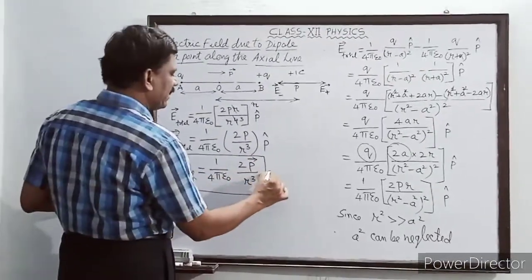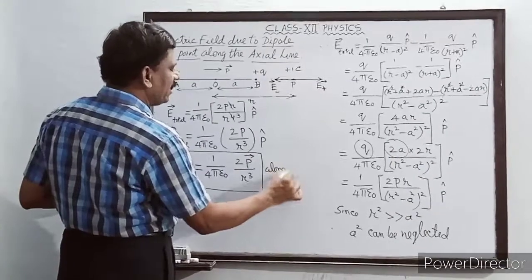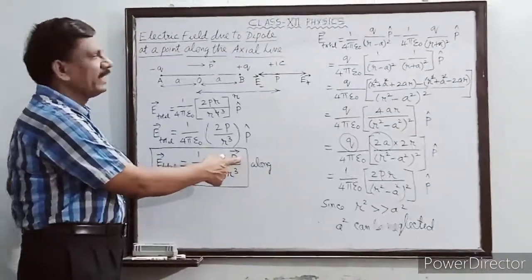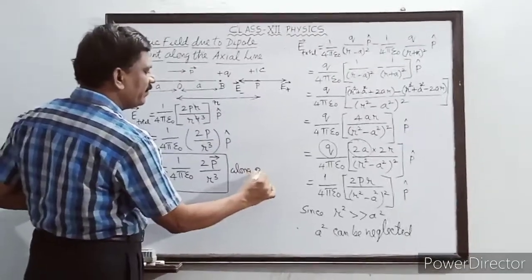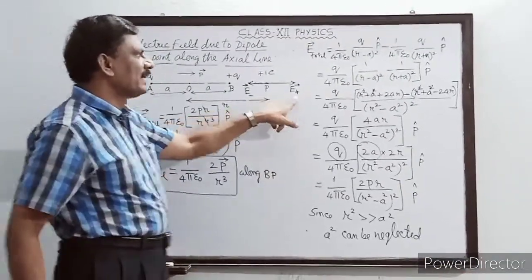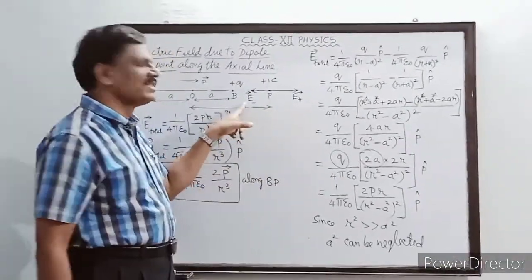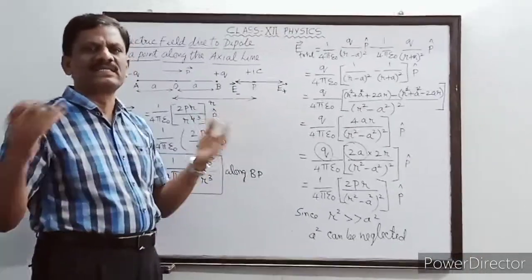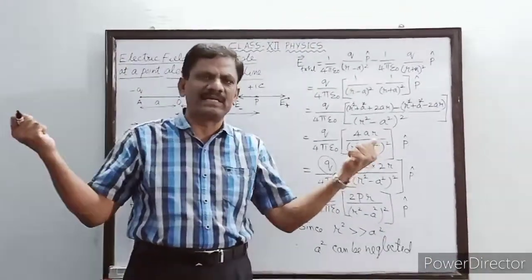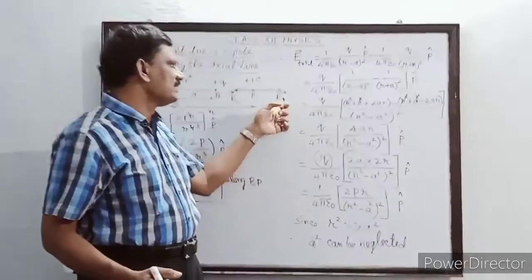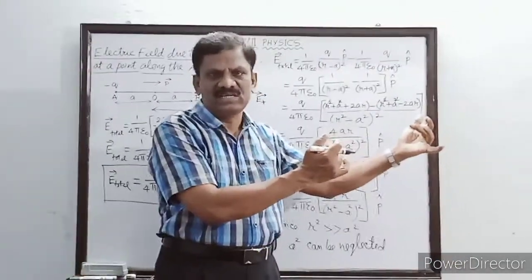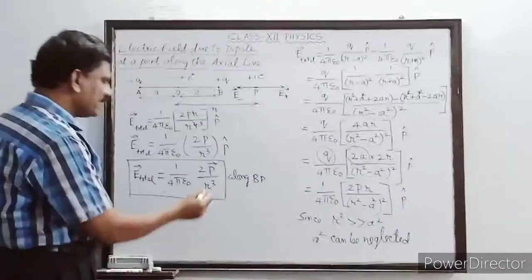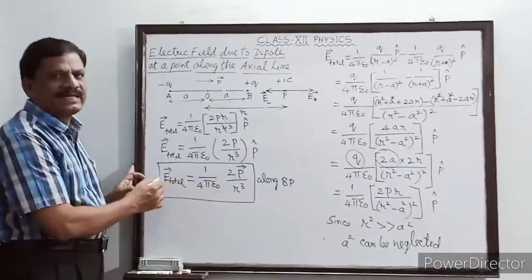And this is acting along which direction here? Along the direction of the dipole moment. Along the direction of the dipole moment means it is along BP. So E plus vector is of greater magnitude and E minus vector is of lesser magnitude. This is like a rope being pulled during a tug of war game. So this force is greater, this force is lesser, which means the rope will move towards the greater force direction. Have you understood? So this is the expression for the resultant electric field.